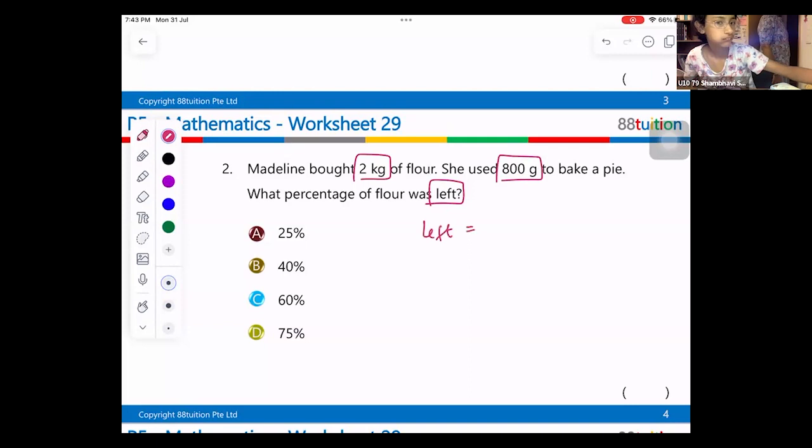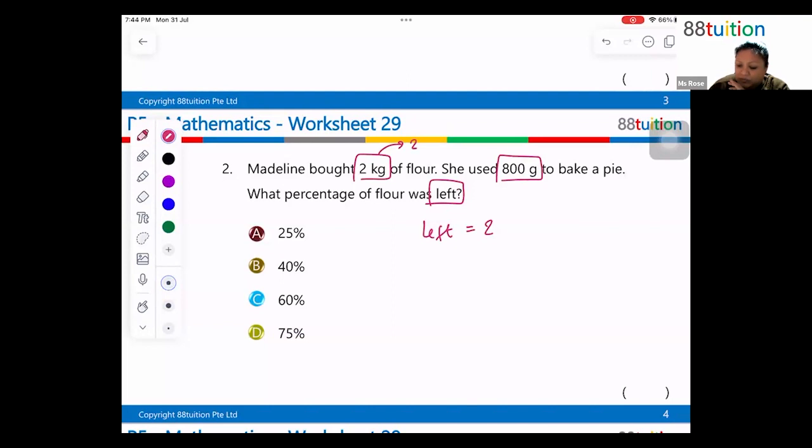What about others? What have you done? So that means from kilogram, if I want to change it to grams, what do I get? 2 kg is 100%. No need, Evan, don't do it this way. You have to change this to, how many grams? Thank you. So it's changed to 2000 grams. So this is what Madeline bought at first. Then she used 800 grams.